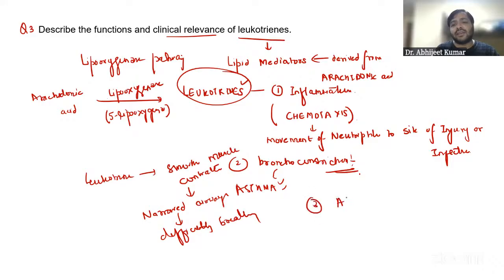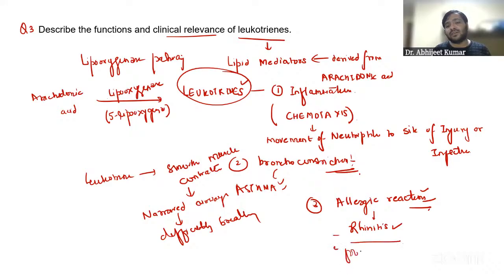Thirdly, they are also involved in allergic reactions. Right? So yes, for example, the runny nose, guys, that is called rhinitis. Or if there is any food allergy, or if there is any anaphylaxis, right? So yes, there is smooth muscle contraction in response to allergens, right? So that is something you have to remember. So asthma, rhinitis, right? These are all the clinical relevance in which they take part.